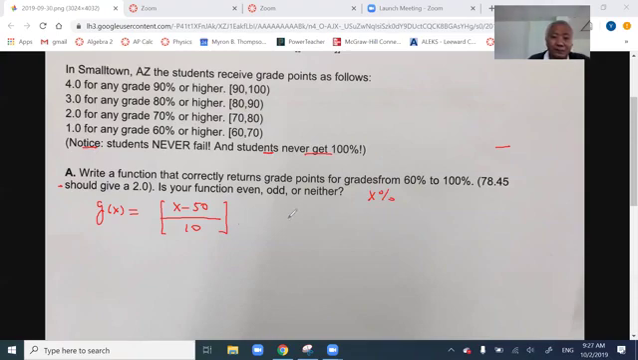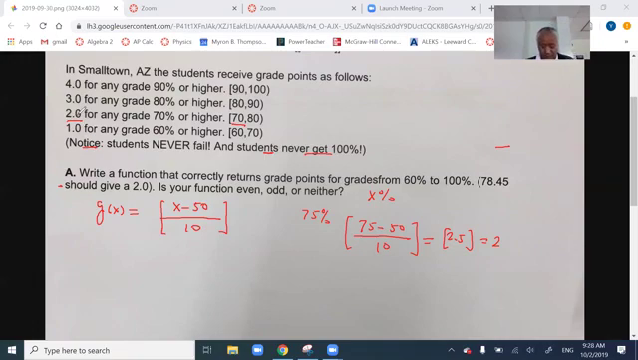Let's pick an example. For example, you got a 75%. That means you have 75 minus 50. First you find out how much bigger 75 is than 50, and then you divide it by 10, greatest integer. That means 2.5 greatest integer, which will be equal to 2. That matches what was here: 75 is in between 70 and 80, so your grade average is 2, right?